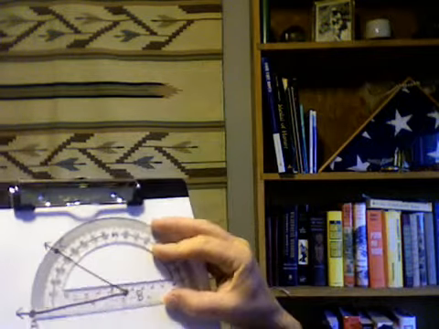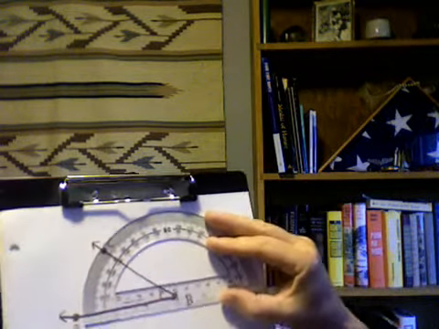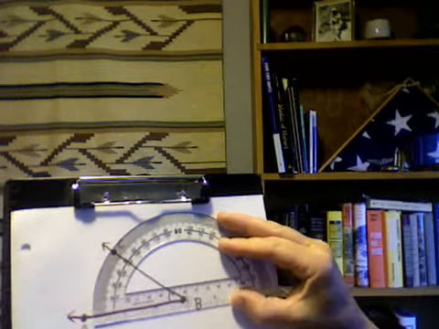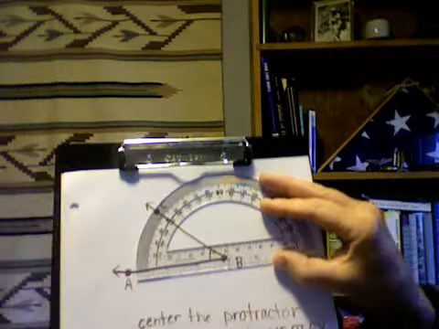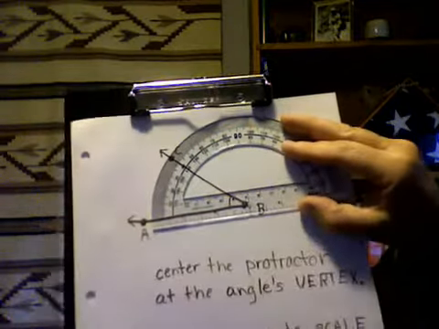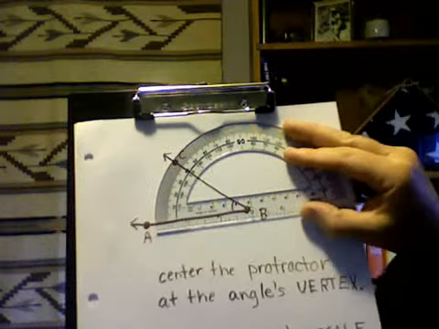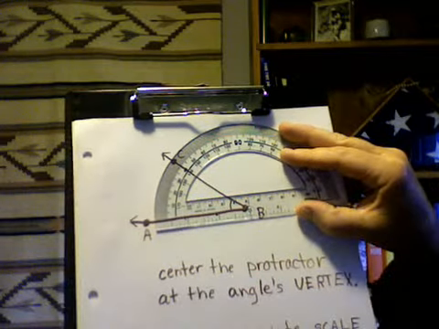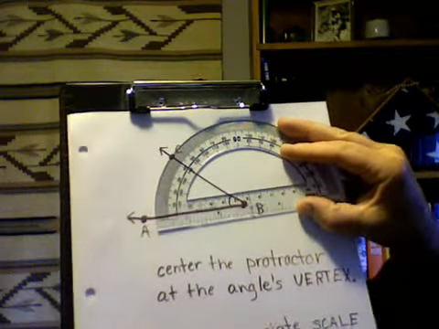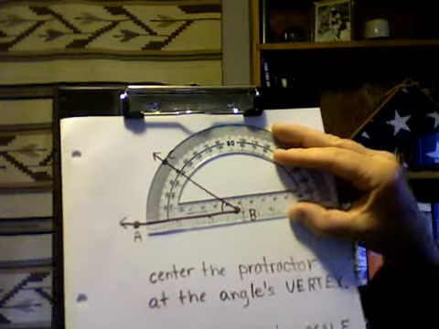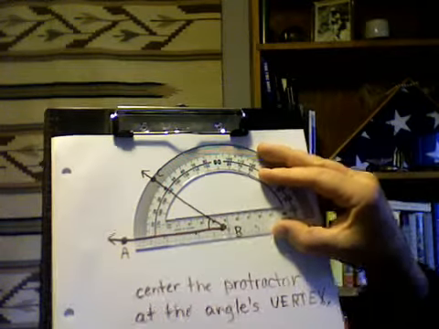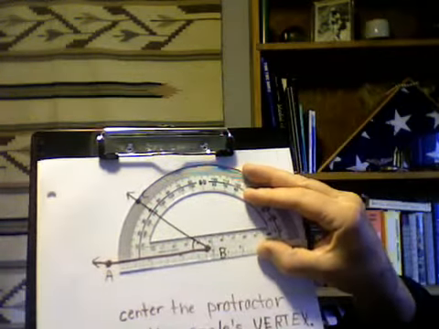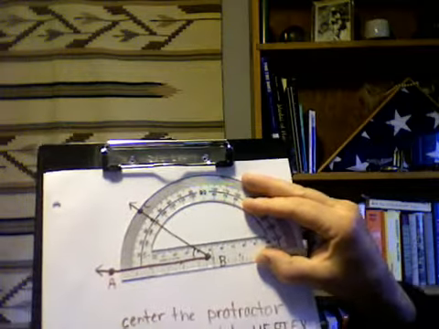Alright, I've put the protractor right here on angle ABC. We could also call it angle CBA. And you can see where ray BA goes through the 0 mark on the protractor. It's on the very outside scale of numbers. That way you'll know that you're going to read the outside row of numbers.